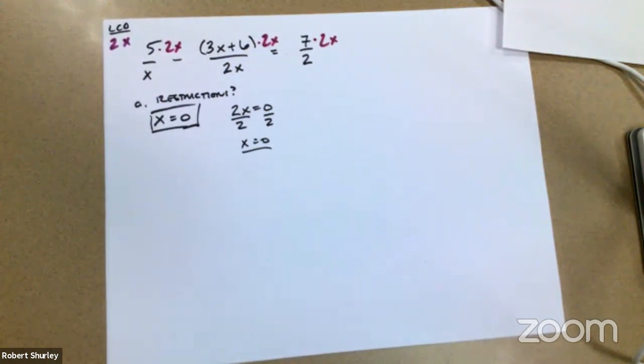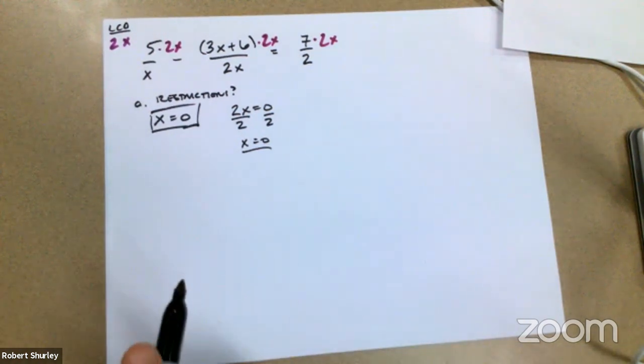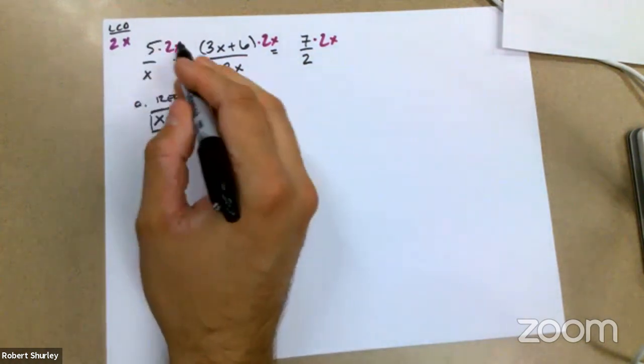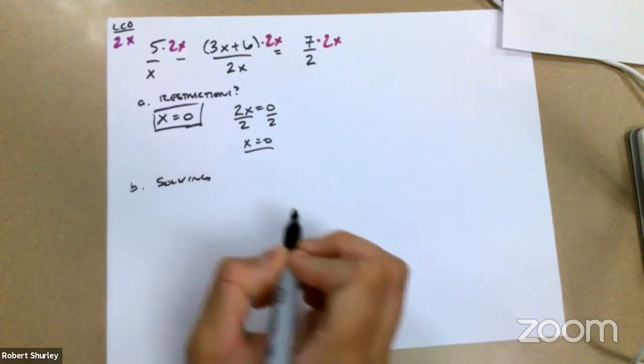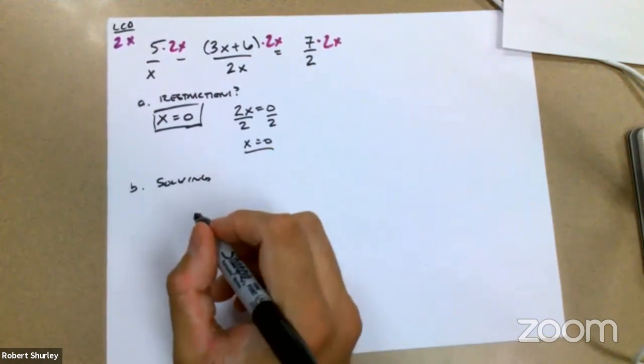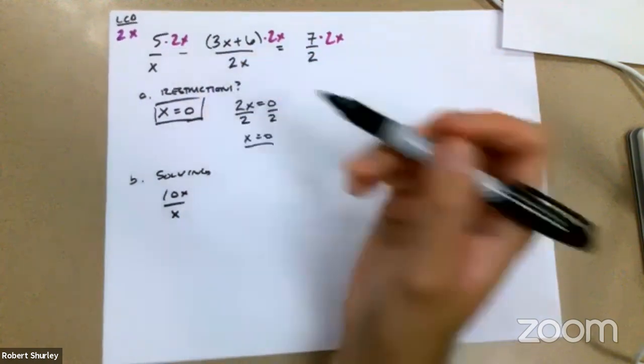When I say everything, I mean all the numerators. I'm going to multiply 2x by all the numerators. So when I do that, this first fraction, now we're actually solving. This first fraction turns into 10x over x, right? 5 times 2 is 10.